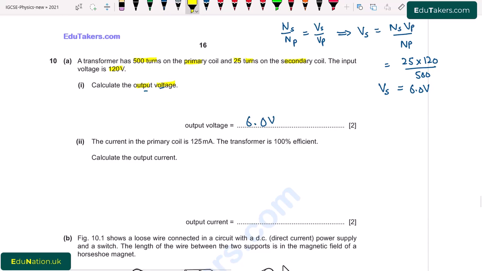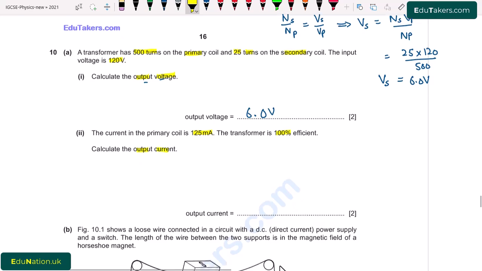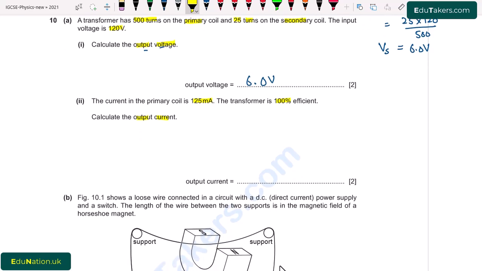Part 2. The current in the primary coil is 125 milliampere. The transformer is 100% efficient. Calculate the output current. So here we are given the input current, that is the current of primary, it is equal to 125 milliampere and efficiency is also given, that is 100%. We have to calculate the output current. 100% efficient means that the power that we supply must be equal to the power that we gain. It means that the input power must be equal to output power.